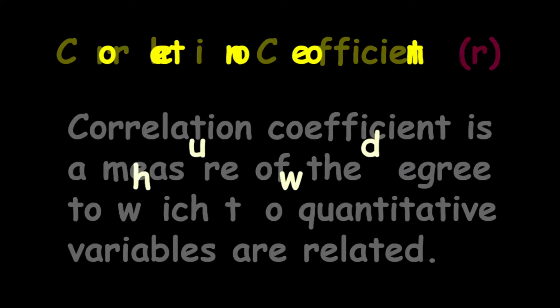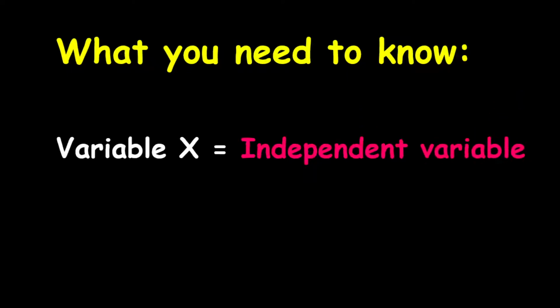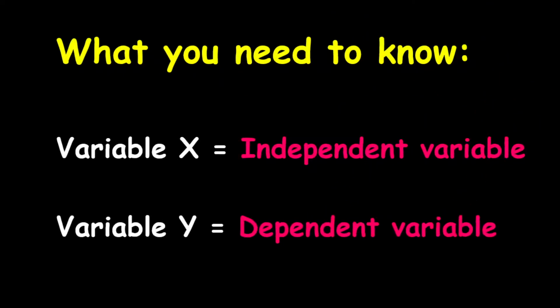There are certain things I also want you to know. And remember, we're looking at two variables. One variable is called variable x, which is the independent variable. The other variable is variable y, which is the dependent variable.